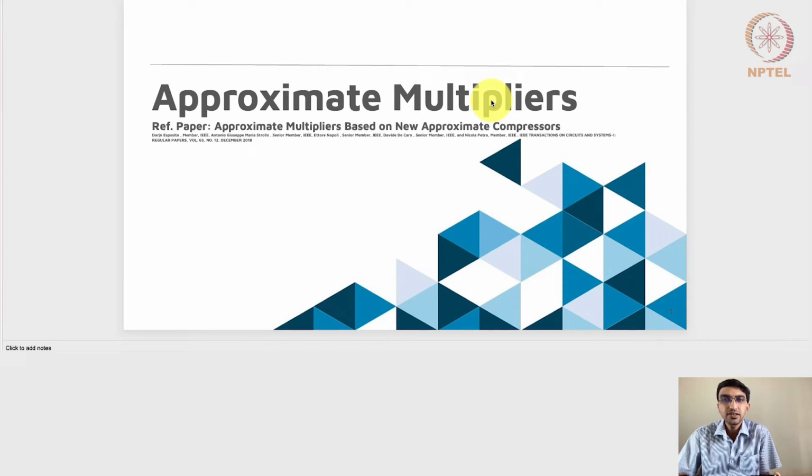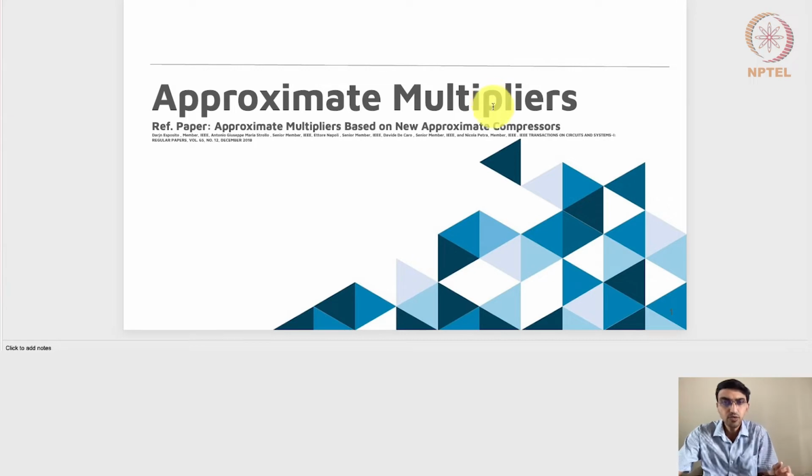In this module, we will look into approximate multipliers. It's basically a multiplier circuit, and we will try to understand how the multiplier blocks are designed, and then try to go about approximating the multipliers. There are certain advantages of using approximate multipliers, especially for today's image processing and signal processing applications. And we will have a look at one such image processing application.